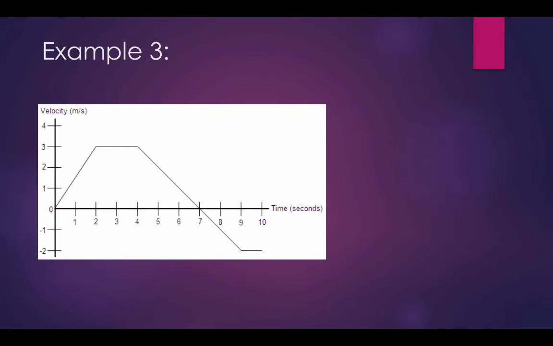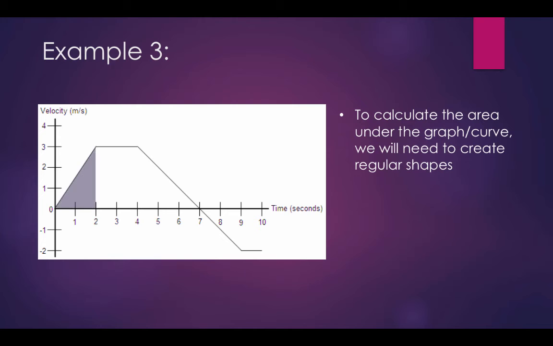Our third and final example is this graph where the object is initially accelerating in the forward direction, then traveling at uniform motion, 3 meters per second, slowing down, stopping, accelerating in the negative direction or the reverse direction, and then traveling uniformly in the reverse direction. To calculate the area, we will create regular shapes. First, a triangle, a rectangle, a triangle, another triangle, and a rectangle. We'll label these shapes as shape 1, 2, 3, 4, and 5. Now we use the area of a triangle and rectangle equations to solve for the area.